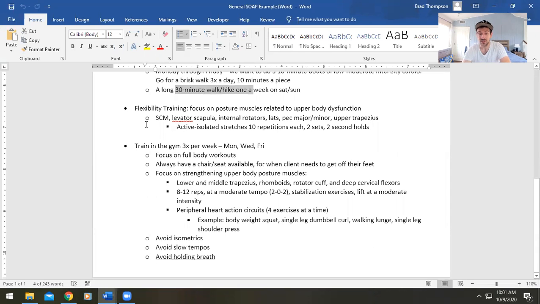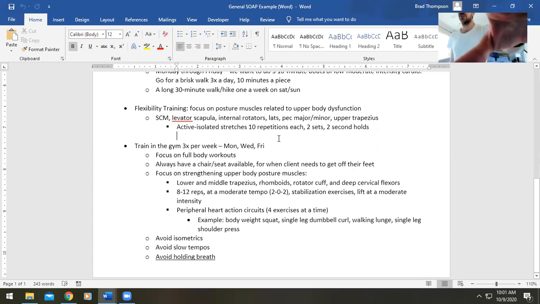Meanwhile, every single day he's doing a little bit of flexibility training where he's doing 10 repetitions, holding for 2 sets, 2-second holds each. So he's going to do a sternocleidomastoid stretch, a levator scapula stretch, an internal rotator stretch, a lat and a pec stretch. So we're going to have him do a routine that kind of looks something like this, that's really just based on stretching, right? 1, 2, 1, 2, right? He's going to do 10 reps of that.